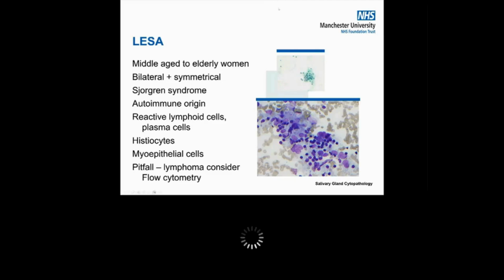The pitfall here is, especially in the context of Sjögren's syndrome, these patients are at a significantly increased risk of low-grade B-cell non-Hodgkin lymphomas, and morphologically, these can be indistinguishable from lymphoepithelial sialadenitis. So if that is a concern, and you have it available, then flow cytometry could be performed to determine whether there is clonality within the lymphocytes.